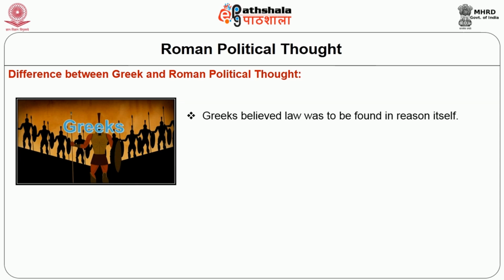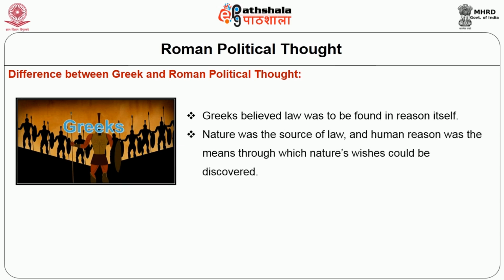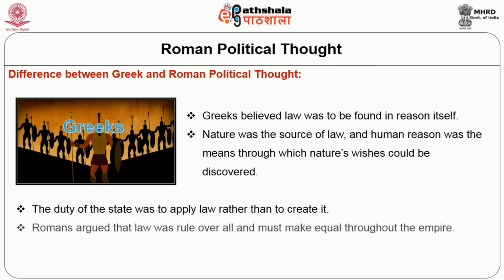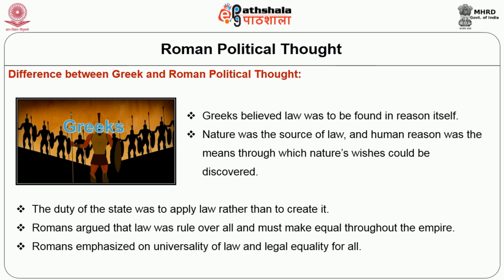Greeks believed law was to be found in reason itself. Nature was the source of law, and human reason was the means through which nature's wishes could be discovered. The duty of the state was to apply law rather than to create it. Romans argued that the law was the rule over all and must be made equal throughout the empire. They emphasized the universality of law and the legal equality of all.